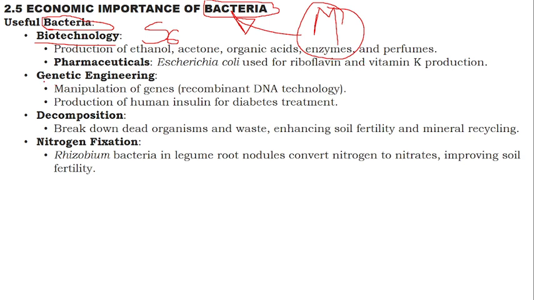You can also use bacteria in genetic engineering by manipulating genes for the production of human insulin. Bacteria are very, very important in making insulin, which treats patients suffering from diabetes. So bacteria are very, very important.